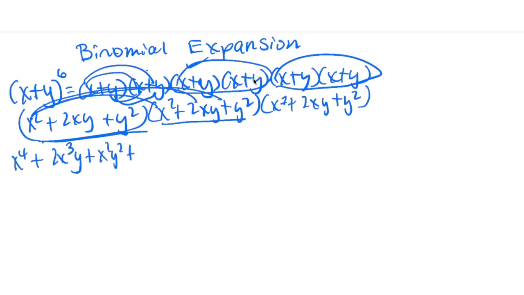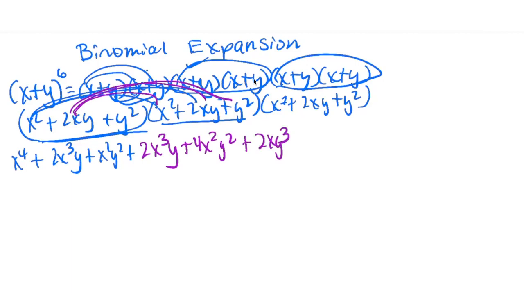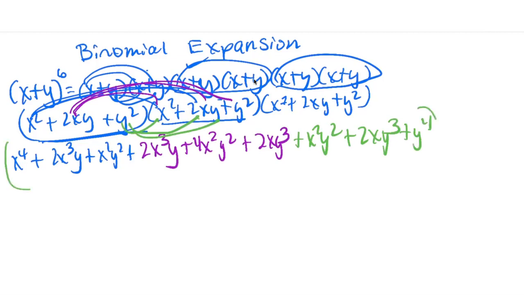All right, now I'm going to do the middle one. Okay, so that gives me 2x cubed y, 4x squared y squared, 2xy cubed. Then I'm going to do this one, x squared y squared, 2xy cubed plus y to the 4th. All right, so let's let that sit there for a minute, and I still have to multiply it times this in a minute. Might as well see if we have some like terms.